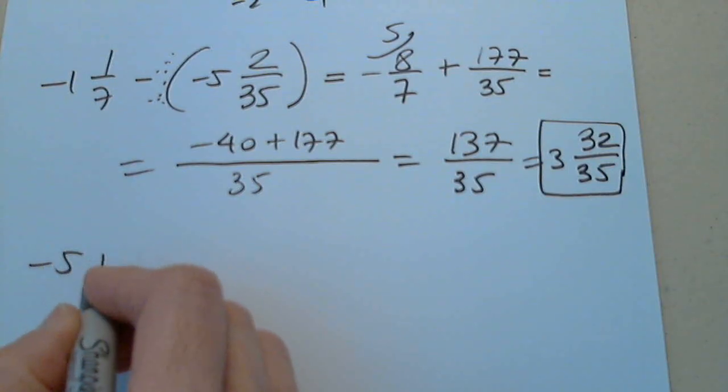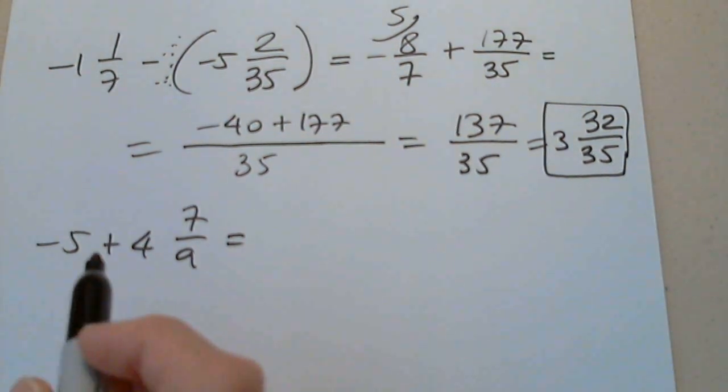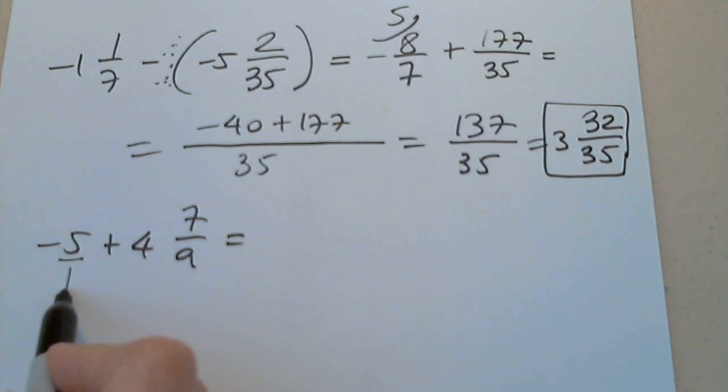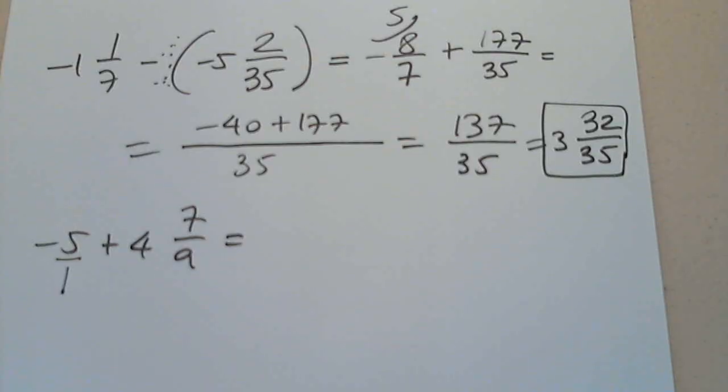Let's work on negative 5 plus 4 and 7/9. Remember, negative 5 is basically negative 5 over 1. Put the integers back in and perform this operation. There is more than one correct way to get the result.